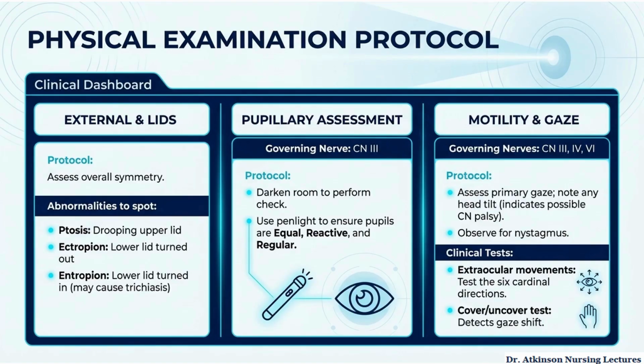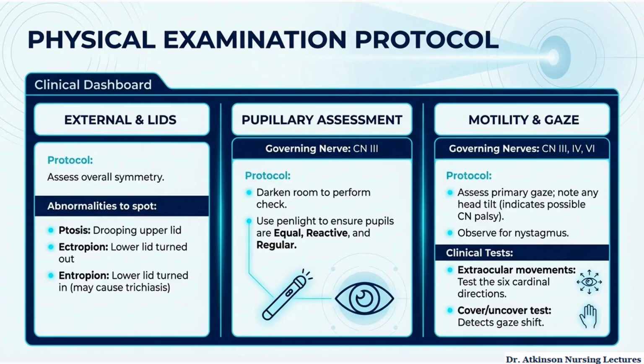The physical examination begins with assessment of overall symmetry of the eyes and eyelids. Abnormal findings include ptosis, which is drooping of the upper lid, ectropion, where the lower lid turns outward, and entropion, where the lower lid turns inward and may cause trichiasis.